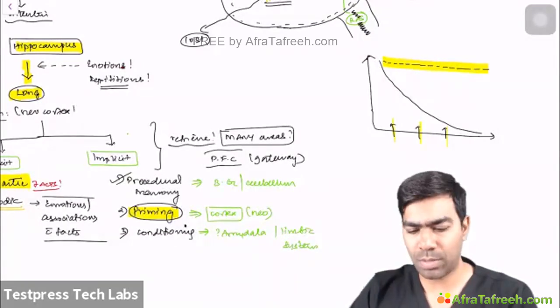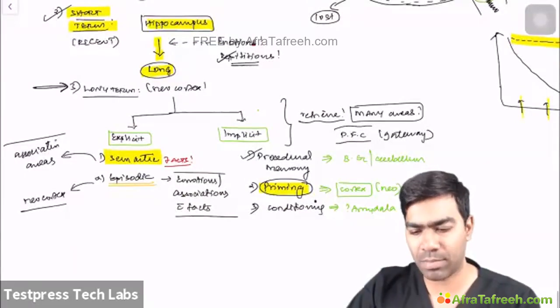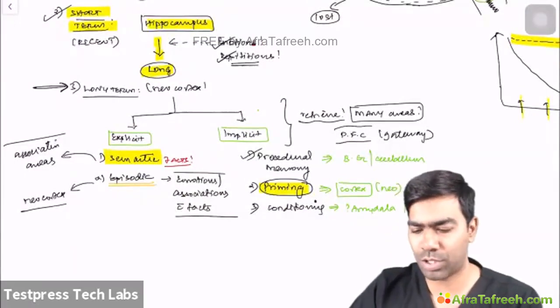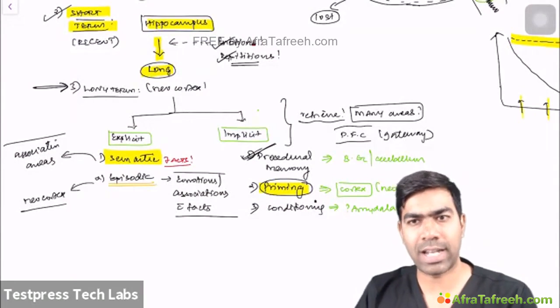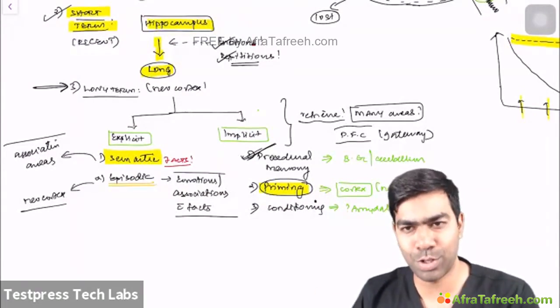So to produce a long-term memory, the only way is either you repeat the same thing again and again multiple times, or you associate it with a lot of emotions, or you do procedures which have a direct ticket to the long-term memory. Apart from these three, it's not possible to push into long-term memory.